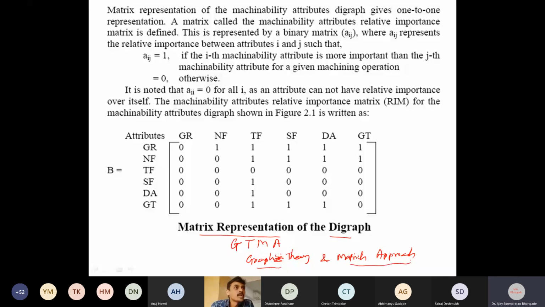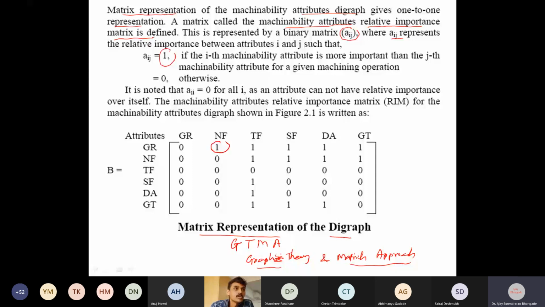So the matrix representation of the machinability attributes diagram gives a one-to-one representation. A matrix called the machinability attributes relative importance matrix is defined. This is represented by the binary matrix A, with entries aij, whatever the variable you are going to use. aij represents the relative importance. When the value is one, it means that the ith machinability attribute is more important than the jth one. Right?